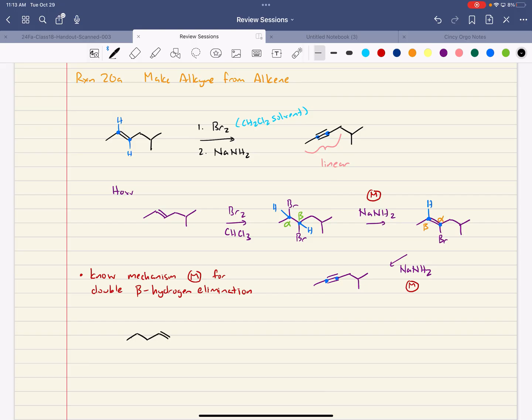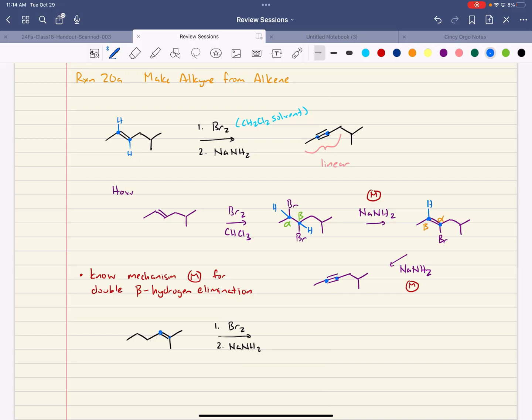alkene again, and let's say we have that. If I try to do the same process, Br2 with NaNH2, on the exam you could write, or it would be multiple choice. One of the choices is you can't make a triple bond.